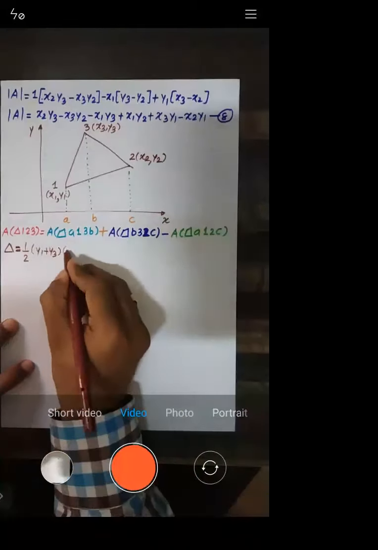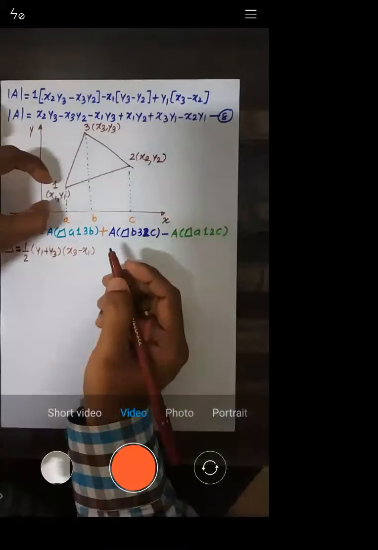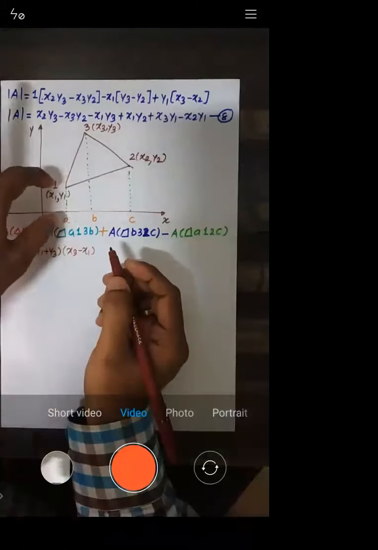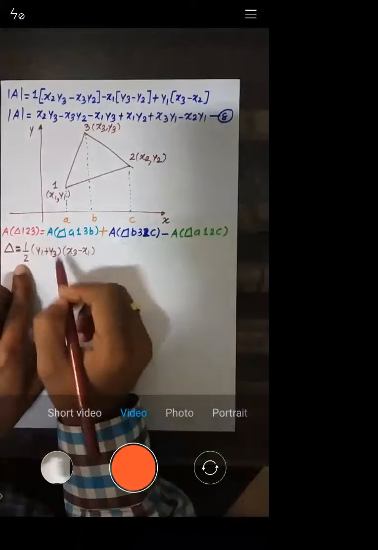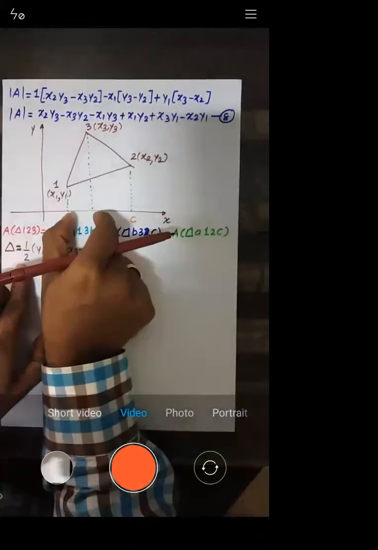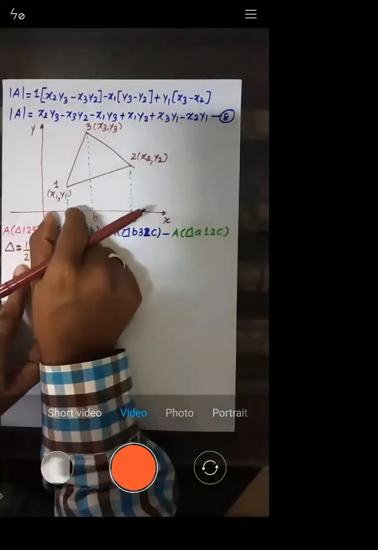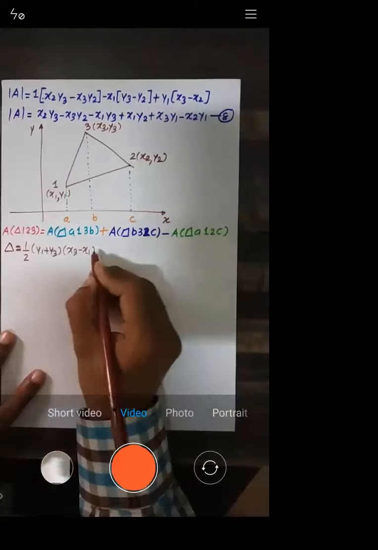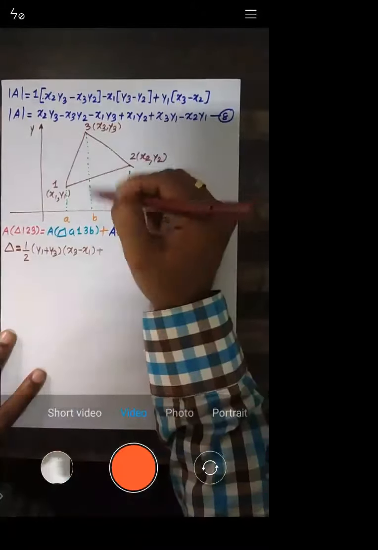So x3 minus x1. Try to understand. Height is y1 and y3. We don't have the exact height because it is varying, so we take the average of y1 and y3, which is y1 plus y3 by 2. And this side is given by x3 minus x1. Okay, so let us do the same for the second shape.